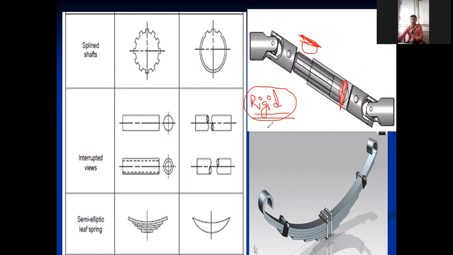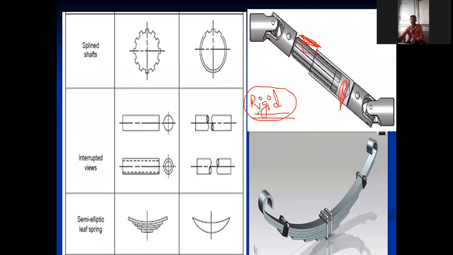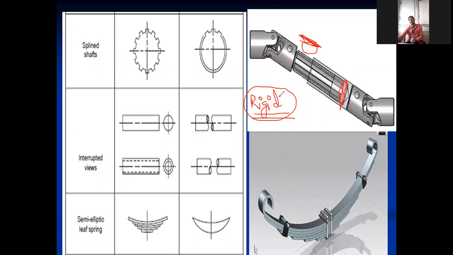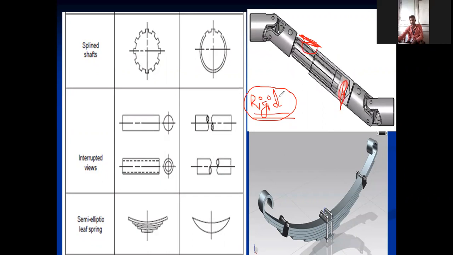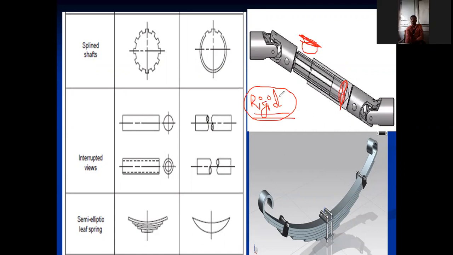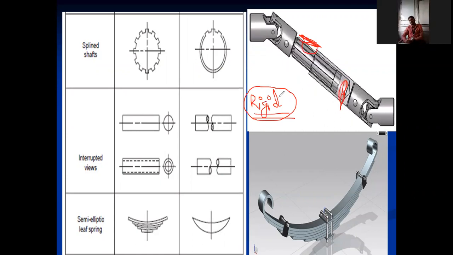It will break. That's why, what is the purpose of splined shaft? It will allow change in length. It will allow change in length during power transmission. That is the purpose of splined shaft. Who will tell now what is the purpose of splined shaft?